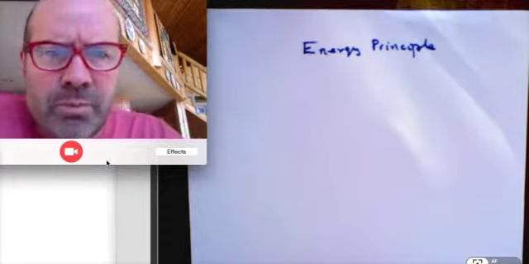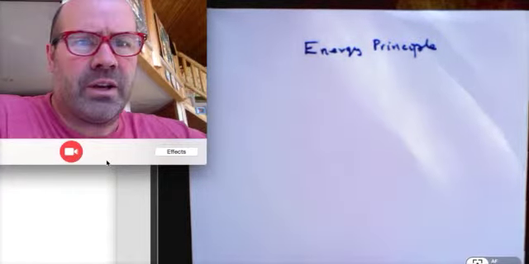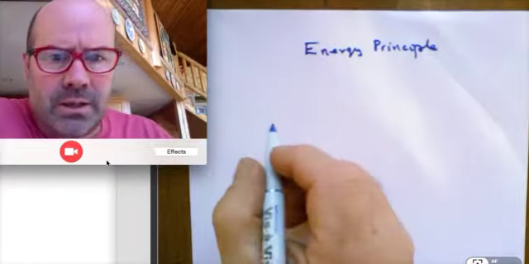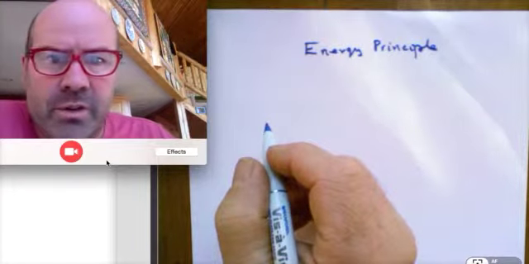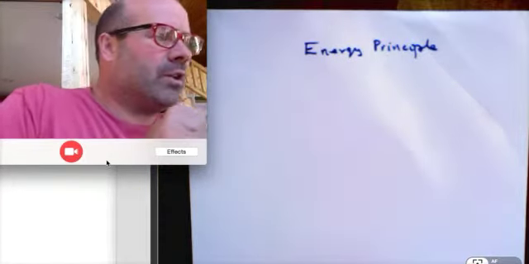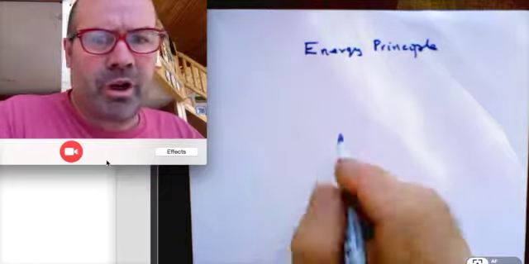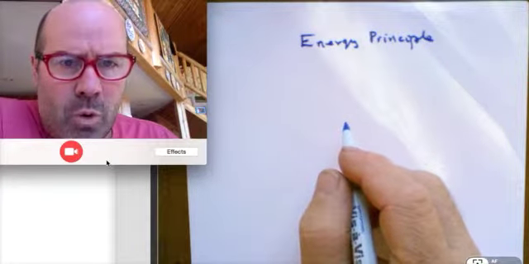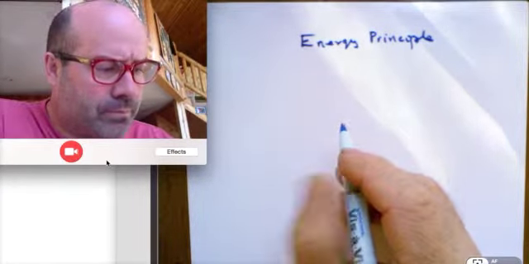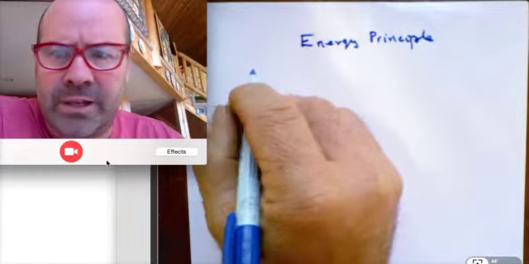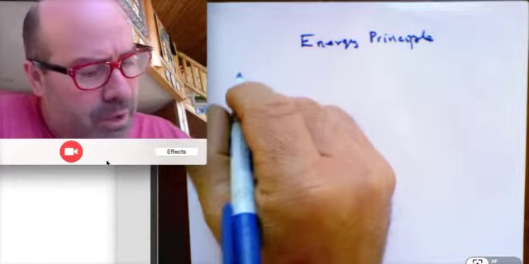Now, the energy principle in fluids is an adaptation of the conservation of energy that you may have learned in the first law or in a physics class. So real quick, here's what it would have looked like in the first law.